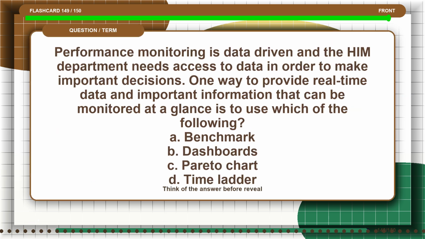Flashcard 149. Performance monitoring is data-driven, and the AHIMA department needs access to data in order to make important decisions. One way to provide real-time data and important information that can be monitored at a glance is to use which of the following? A. Benchmark. B. Dashboard. C. Pareto chart. D. Time ladder. Think of the answer before the reveal.